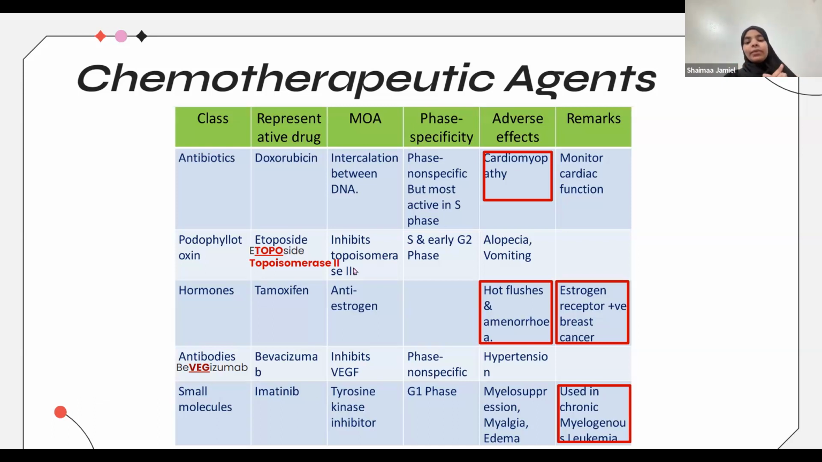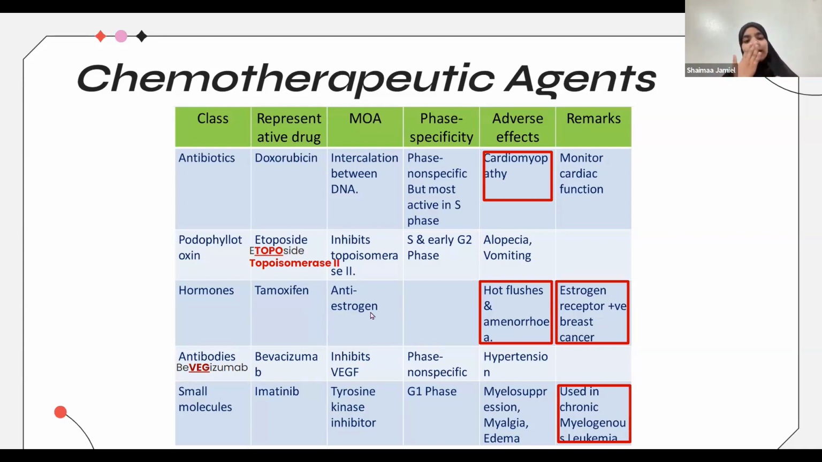So yeah. Then we have the hormonal, which is, for example, tamoxifen. There's many, but an example is tamoxifen, which is anti-estrogen. So it's going to be used in cases where estrogen is the one that's growing the cancer. So for example, estrogen receptor positive breast cancer, right? So in that case, you can use tamoxifen.